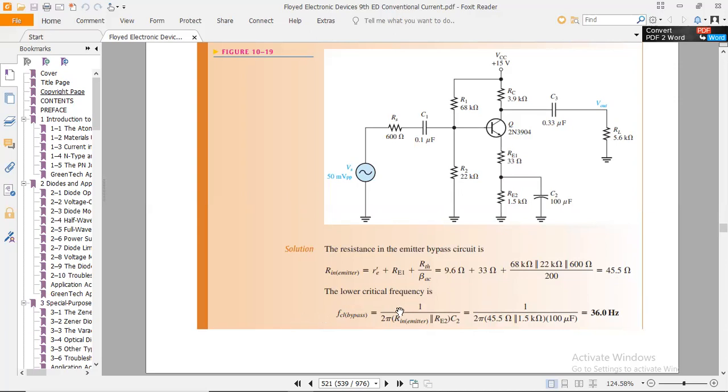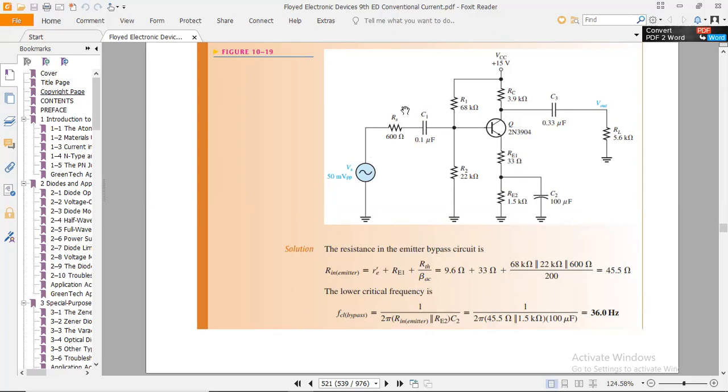The lower critical frequency is FCL bypass. Why bypass? Can anyone tell me why it is a bypass lower cutoff frequency? Because it is found on the bypass capacitor. That is the reason it is called bypass lower cutoff frequency.